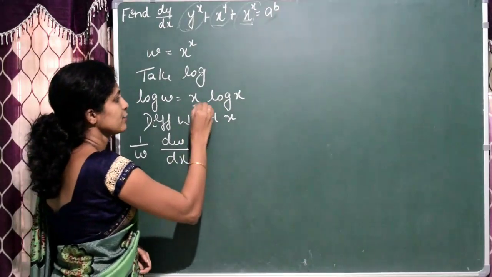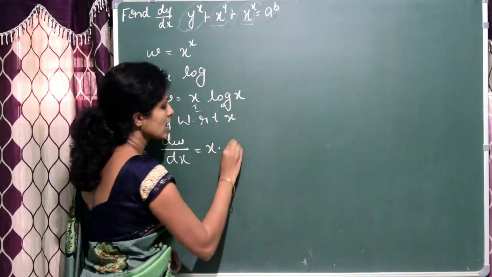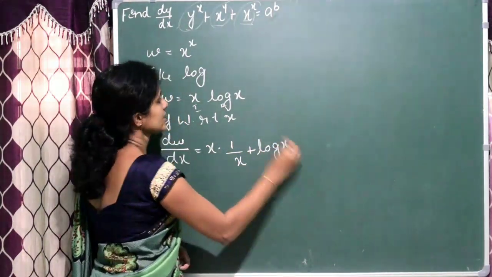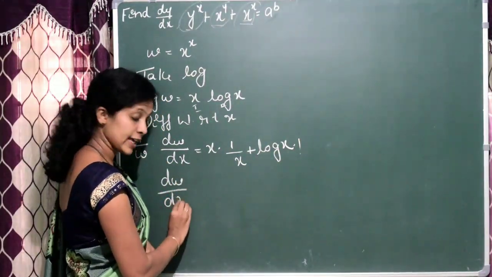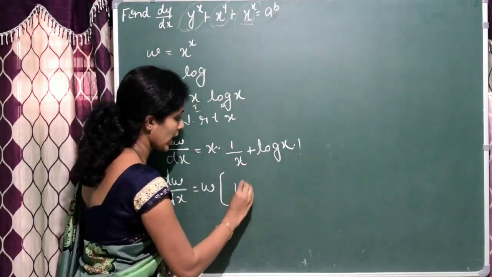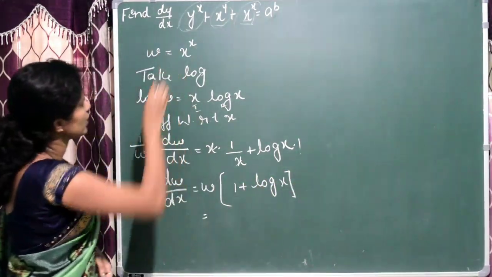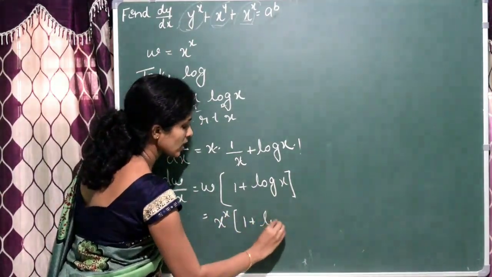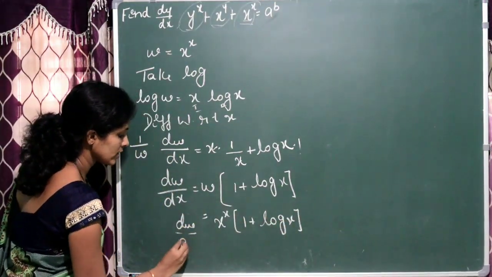Here two functions are there, first and second. We'll apply the product rule, that is x into the derivative of log x, which is 1 by x, plus the second function, that is log x as it is, and the derivative of x is 1. So by this we can write dw by dx is equal to w into, x and x will get cancelled, 1 plus log x. Finally you substitute the value of w. What is w here? x to the power x, so x to the power x into 1 plus log x. Now we got dw by dx, so we got everything, right?